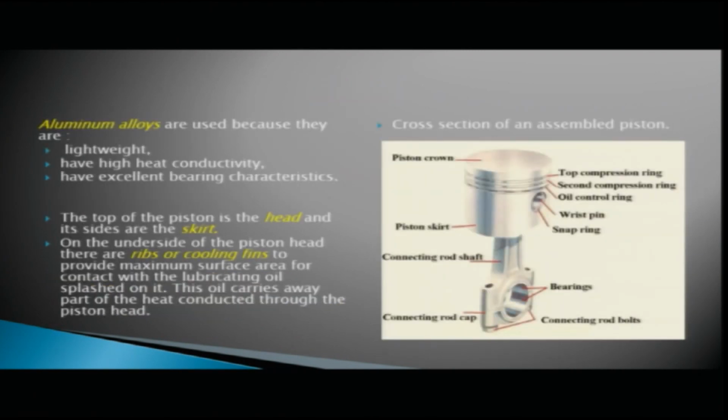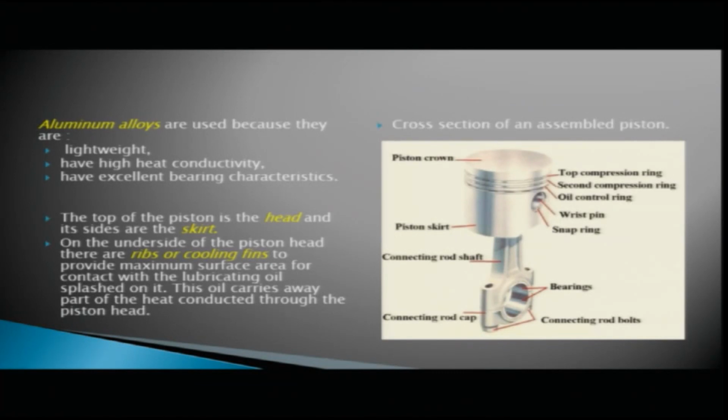The basic purpose of using aluminum alloy is that they are light in weight, they have high heat conductivity and have excellent bearing characteristics. So, aluminum alloys are used because they are very light in weight, have very high heat conductivity, and have excellent bearing characteristics.